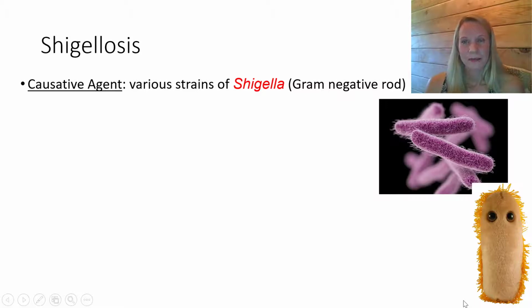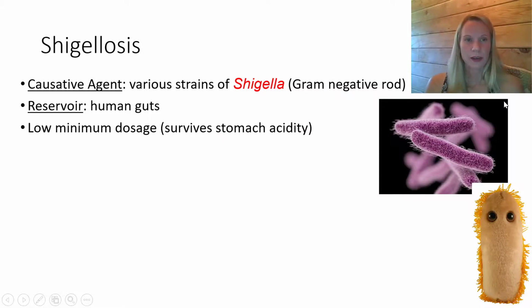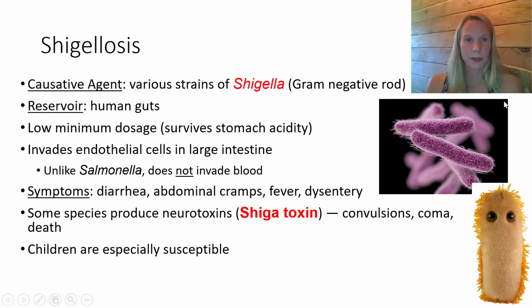Okay, Shigella, cause of shigellosis, another gram-negative rod. Here we can see in the giant microbe that it's got fimbriae, right? The little sticky hairs. So it resides in human guts. Don't need a lot of it. That's what low minimum dose means. You don't need a lot of it in order to get this infection.